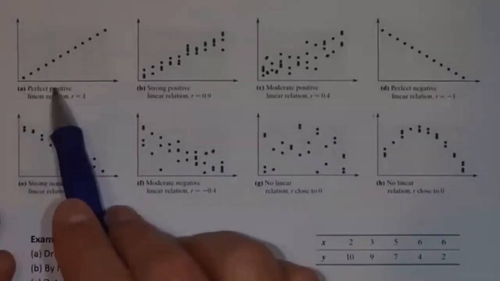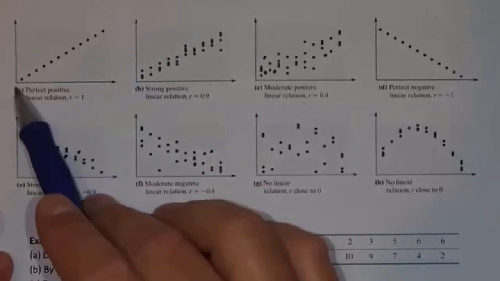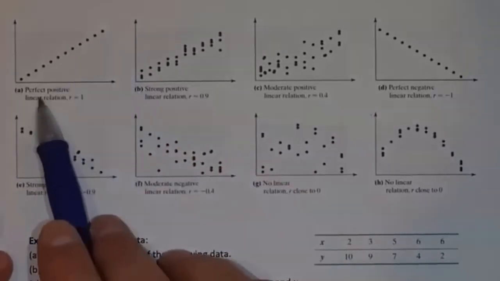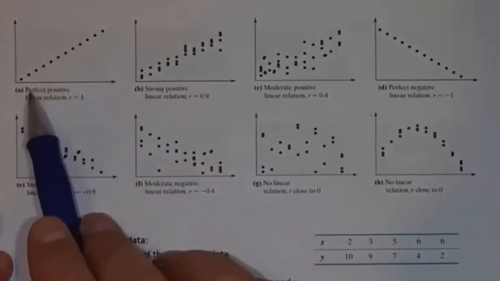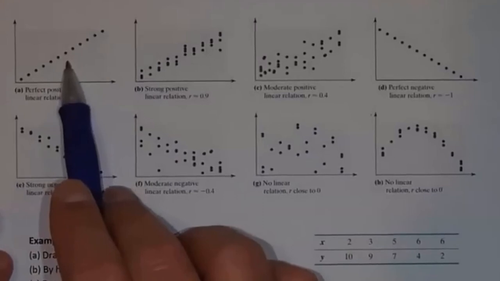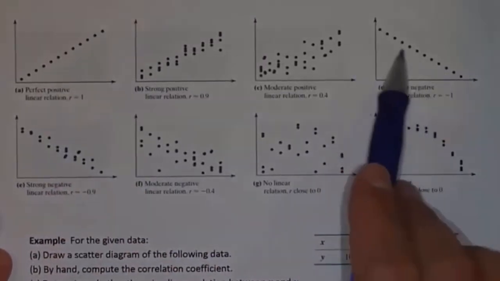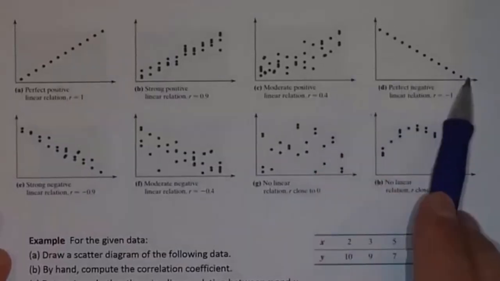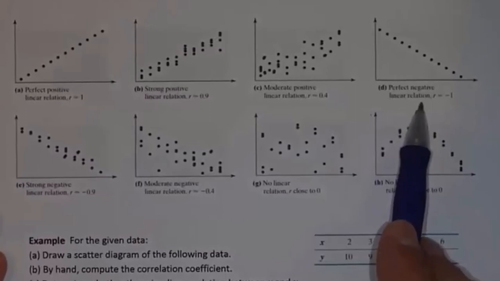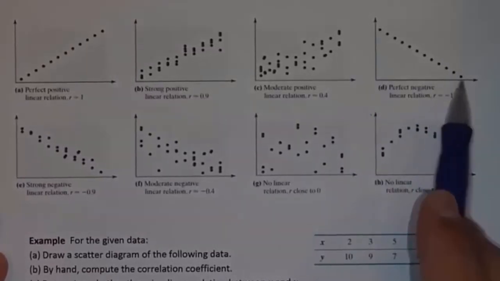So some examples. If we have a set of data like this, I've kind of talked about this. The data is in a perfect straight line. We have a positive association. This is a perfect positive linear relation. So R would equal 1 in that case. Likewise, over here in part D, we have the points in a perfect straight line, but we have a negative association. So we have a perfect negative linear relation. And so R would equal -1 in this case.